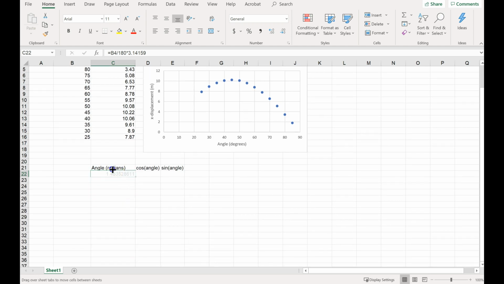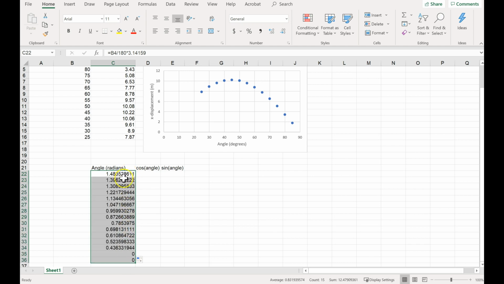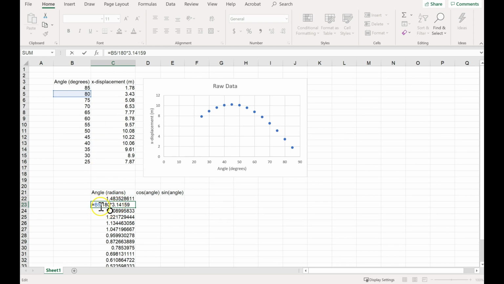Okay, let's see, including the top one. So 1, 2, 3, 4, 5, 6, 7, 8, 9, 10, 11, 12, 13. Did I get it? And then once you've done 13, you release your left clicker and look at what we have. If I click on this second cell and then double click, it is performing the exact same calculation. It copied and pasted, but it's using 80 degrees instead of 85.